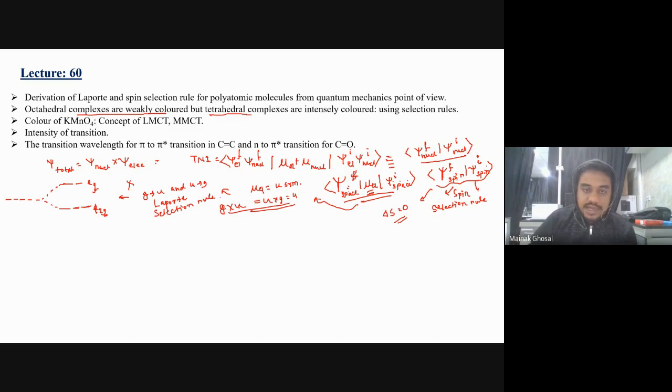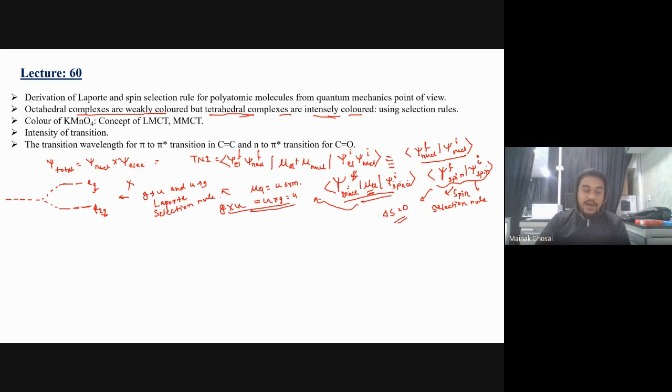So if you see that octahedral complex, this will be very weakly colored, but tetrahedral complexes are intensely colored. But there could be some exception when there is a breakage of parity. Whenever one orbital is coupling with another orbital which breaks the parity, then this transition becomes allowed and this octahedral complex will get some color.